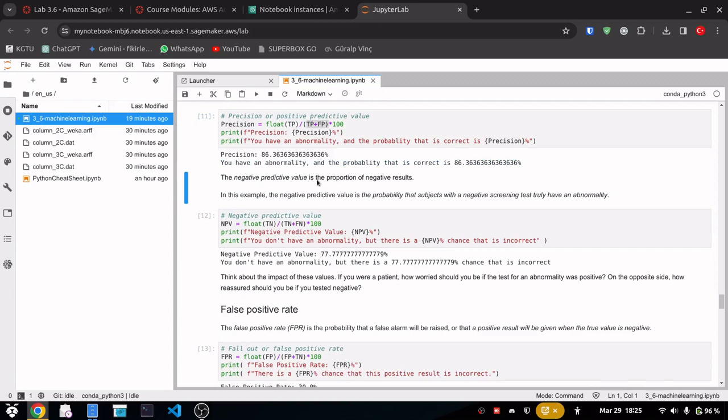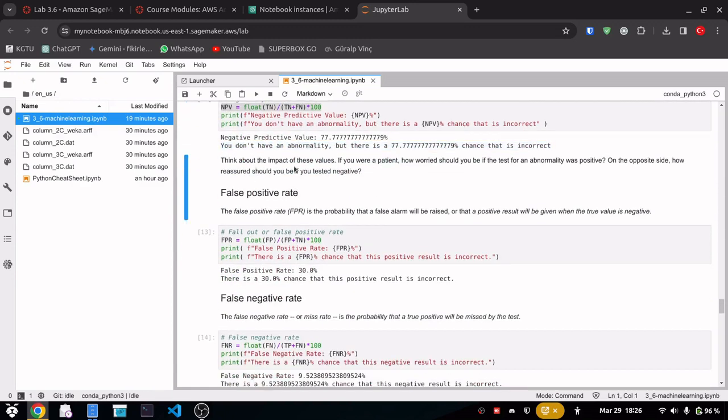So the negative predictive value is the proportion of the negative results. In this example, the negative predictive value is the probability that subjects with a negative screening test truly have no abnormality. It is computed by dividing the true negatives by the true negatives plus false negatives, which means you don't have an abnormality, but there is a 77.7% chance that is incorrect.